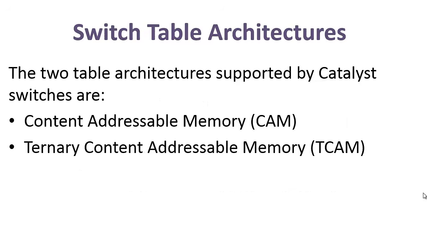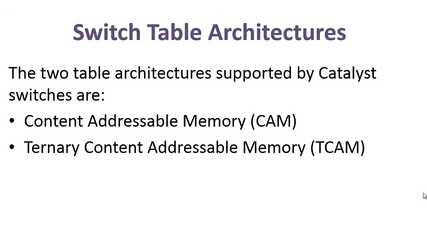There are two table architectures supported by Catalyst switches, and that's CAM and TCAM. CAM stands for Content Addressable Memory, which is a special type of memory used by Cisco switches. In the case of ordinary RAM, the IOS uses a memory address to get the data stored at this memory location. While with CAM, the IOS does the inverse. It uses the data, and the CAM returns the address where the data is stored. The CAM is considered to be faster than RAM since the CAM searches the entire memory in one operation. CAM tables provide only two results.